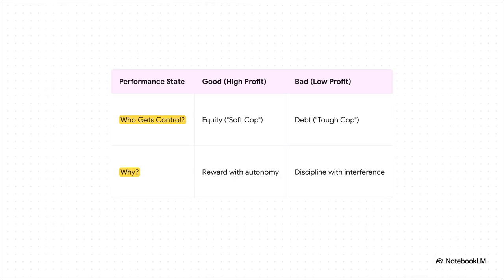And this table here illustrates the main result perfectly. When the firm is doing great and profits are high, control stays with the shareholders, the soft cop. This is the manager's reward. He gets to keep his freedom. But when the firm performs poorly, when profits are low, bam, control automatically shifts to the debt holders, the tough cop. This is the manager's punishment, the threat of interference, or even liquidation. That threat is what gets him to work hard to begin with.